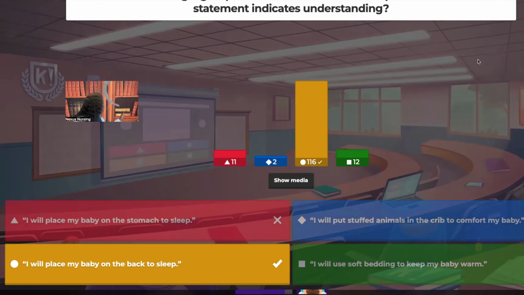Okay, you want to put it back a little bit? Is this better? Is this better for you, or you want it closer? Okay, hold on.